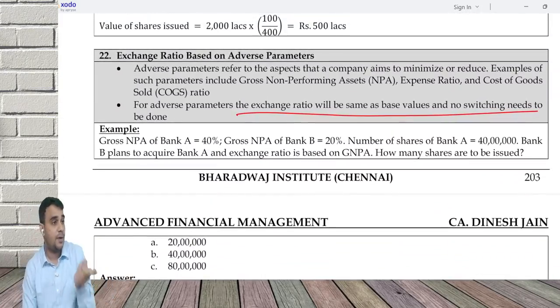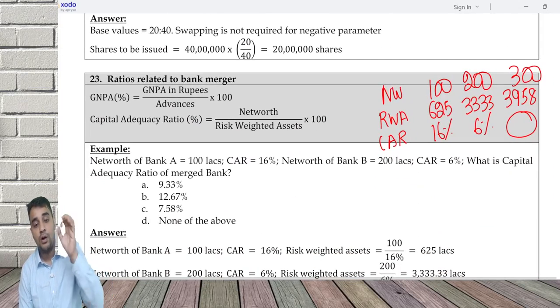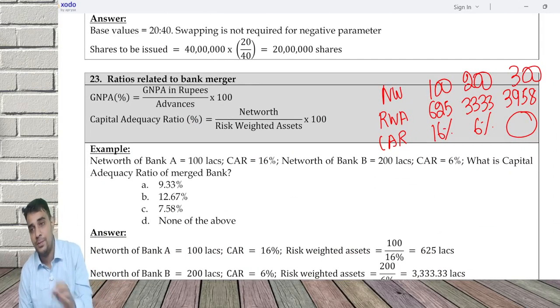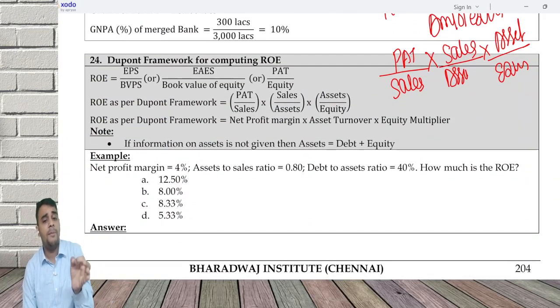Exchange ratio on adverse parameter. If you have an adverse parameter, don't do switching of the base values. Gross NPA percentage, GNPA in rupees divided by advances, and capital adequacy ratio, net worth divided by risk weighted assets. DuPont framework, PAT margin into asset turnover into equity multiplier, which is nothing but PAT by sales, sales by assets, into assets by equity.